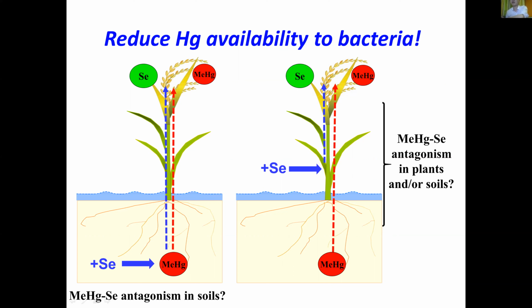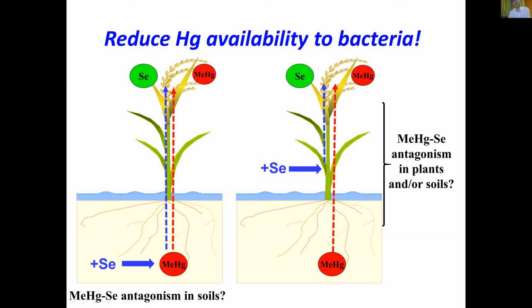So if we can compare the dynamics of methylmercury in rice plants under selenium amendment in these two methods, which are called the foliar application and the soil application of selenium, then it will help us to see which mechanism is mainly responsible for the antagonism between methylmercury and selenium in soil-rice systems.